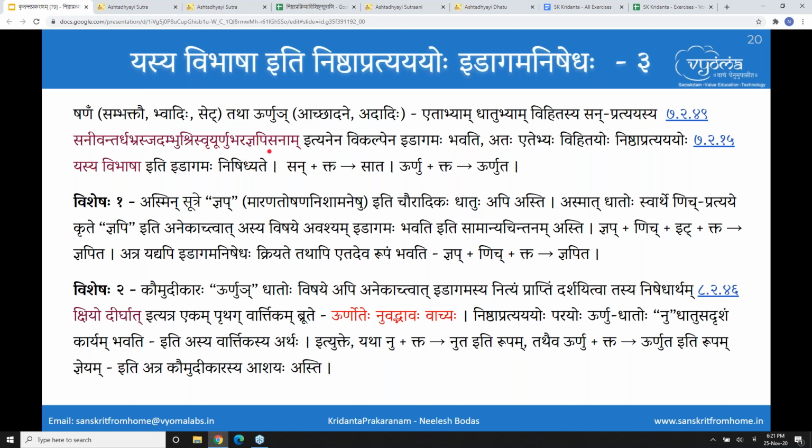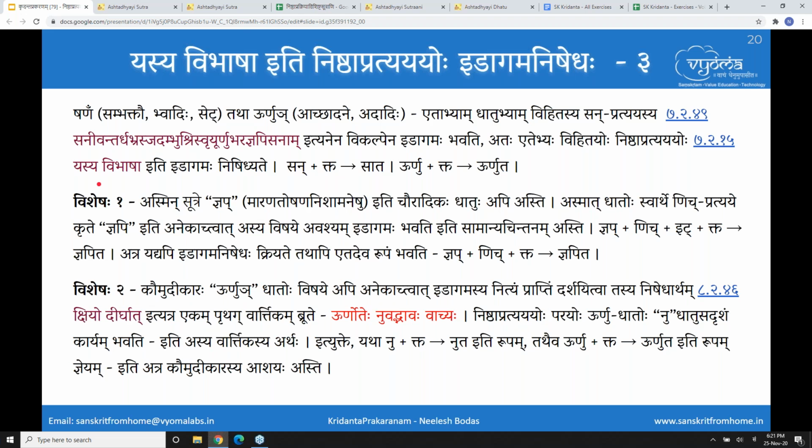So there is no niyama coming over here. It basically says the idagama has already been blocked. Doesn't matter. Let me block it again. That's all that it is saying. So for these dhatus, whether you block it by one of the previous sutras or by this sutra doesn't really matter. Eventually the idagama has to be blocked.